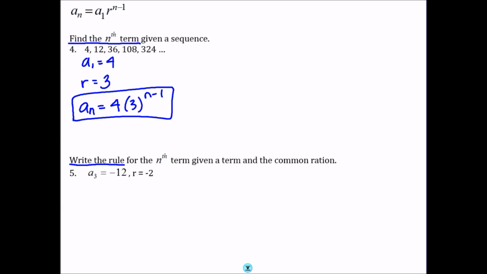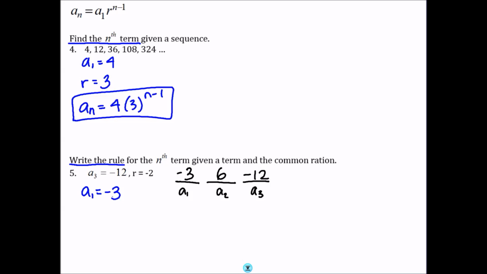Problem number 5 says to write the rule for the nth term given a term and the common ratio. So this time we're given the third term, and we know that r is -2. So I think it's easiest if we write out a couple of blanks. We have the first term, the second term, and the third term. We know that the third term is -12, so we want to go backwards to figure out what the first term is. If we know we're multiplying by -2, then to go backwards, we should divide by -2, which would give us 6, and then -3. So our first term would be -3.